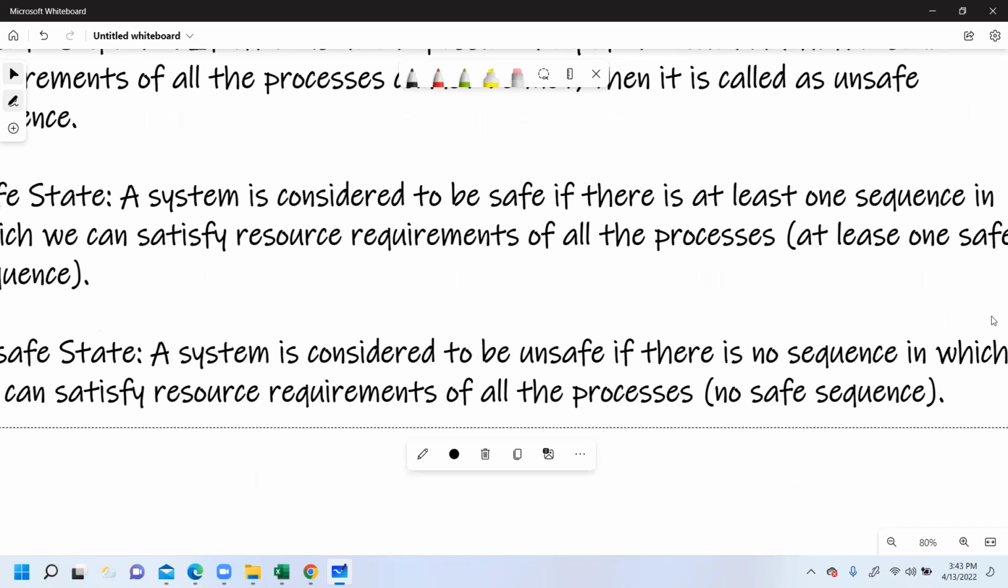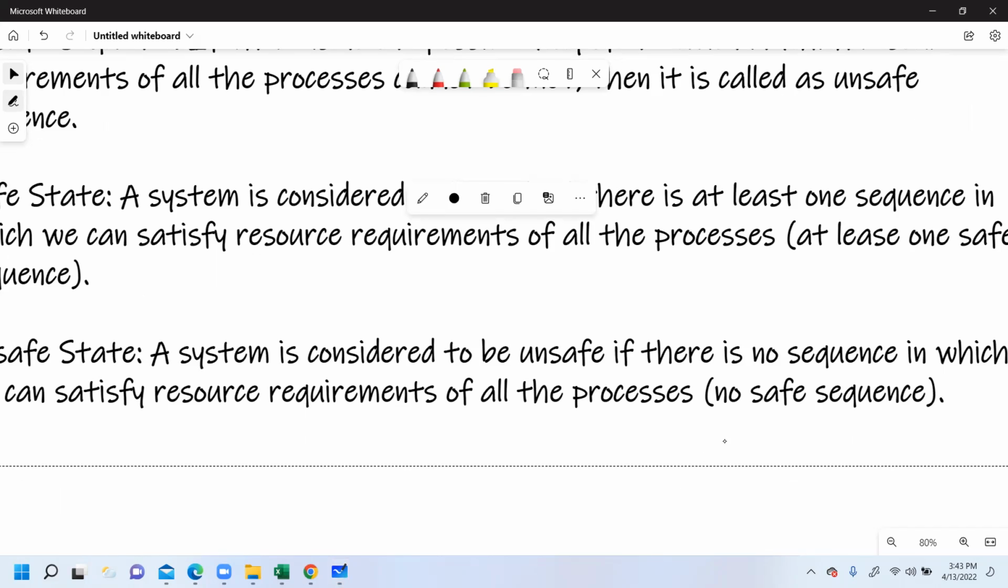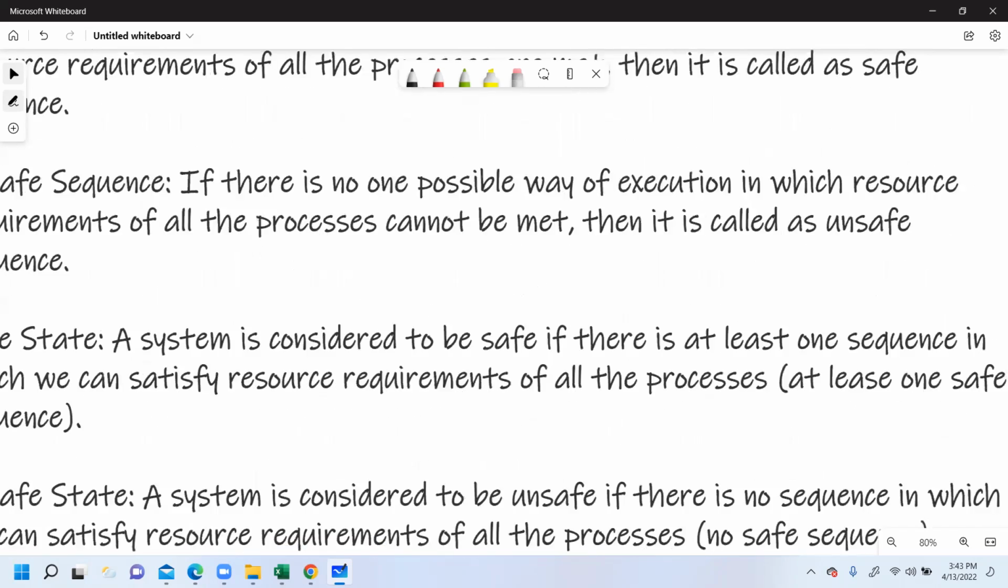Okay. And I'm trying to zoom. Zoom is not working. Sometimes I don't know why this is.